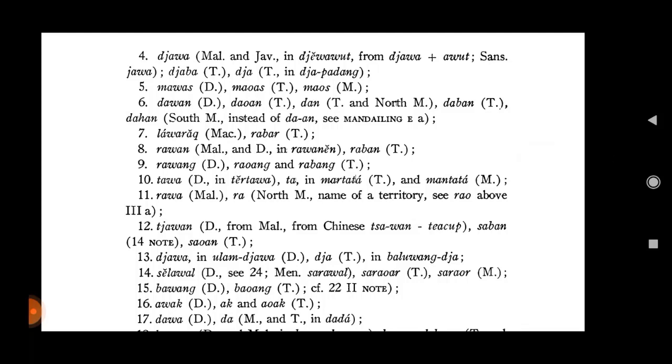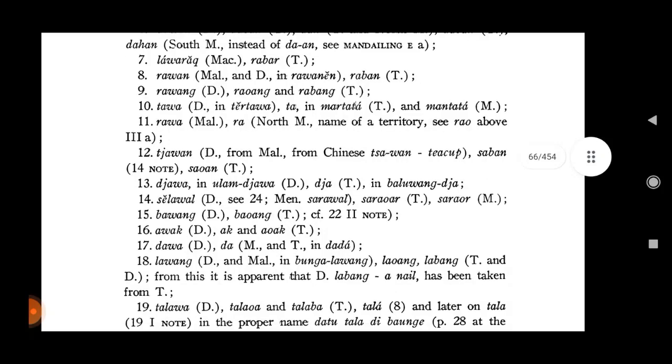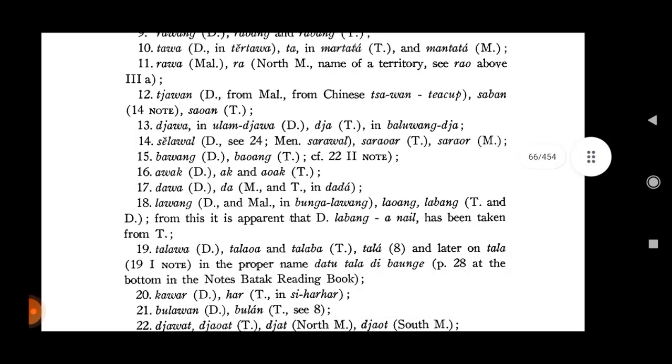Jawa, Malay and Javanese in Jawa wood. From Jawa a word in Sanskrit Jawa. Jabate, Jate in Padang. Mawas Malay. Dawan Dairi and Dan Toba and not Malay. Daban Dairi, Dahan Sumatran instead of Daan Simandig. Lawarak Makassarese, Rabar Toba. Rawan Dairi in Rawanen, Raban Toba. Rawang Dairi in Tertawa, Tata Toba and Mantata Mandailing. Rawa Malay. Ra not Mandailing, name of a territory, see above 3A. Chawan Dairi from Malay, from Chinese, Sawan teacup. Saban Toba, not Sawan Dairi.